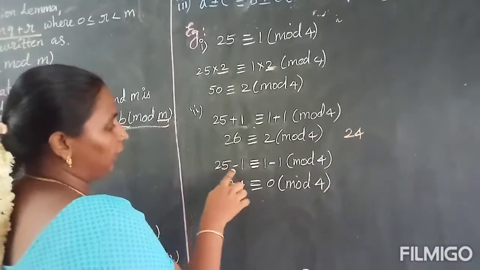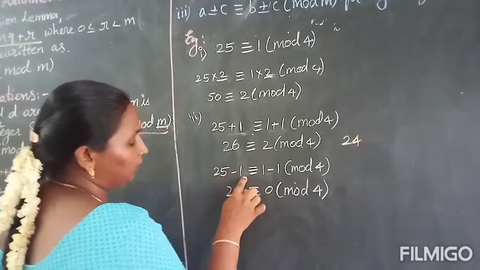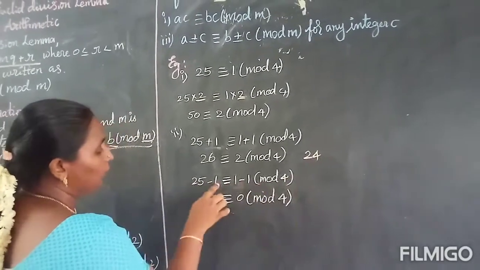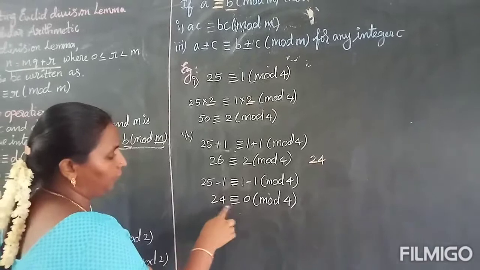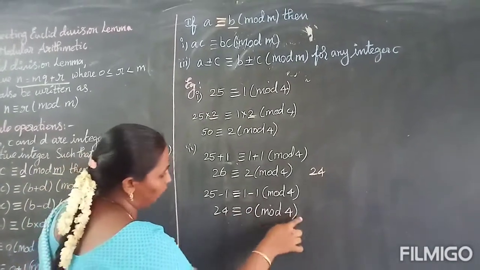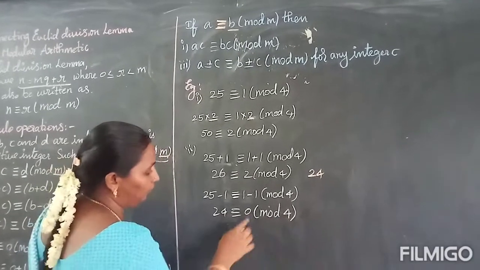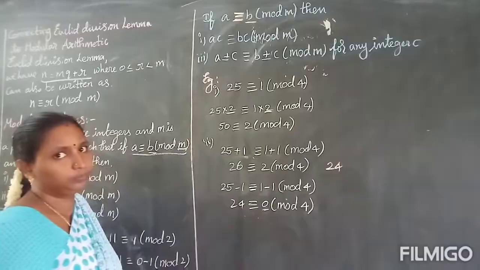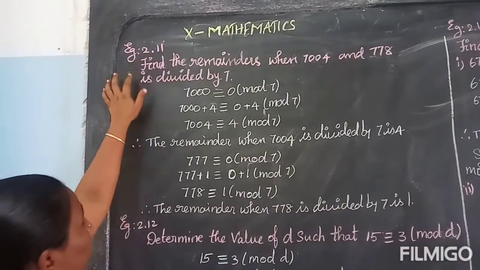Next, subtraction. 25 minus 1. Here I am subtracting 1, here also I have to do it. So 1 minus 1 mod 4. 25 minus 1 will get 24, 1 minus 1 is 0. So 24 is congruent to 0 mod 4. 24 is divisible by 4, then we will get the remainder as 0. Next we are going to see example 2.11.